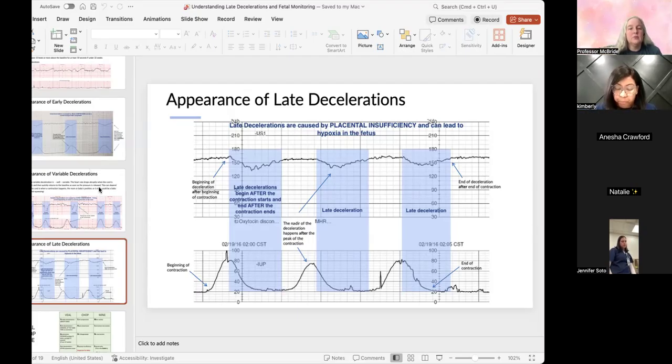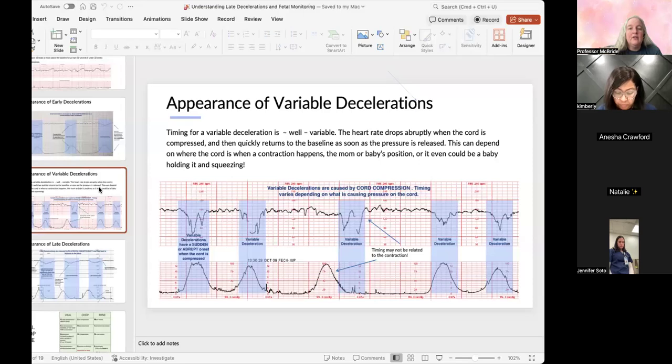The other type of deceleration we have are variable decelerations. And the word variable sounds like variability, which is what we talked about with the squiggly line, but it's different. Okay. Variable is because the timing of these is variable. The timing for variable decelerations does not matter, how it times with a contraction, because the problem that's causing it is not the contraction. Okay, with early, we're getting head compression during contraction. With late, we're not getting good blood flow during the contraction. But with variables, the problem is cord compression.